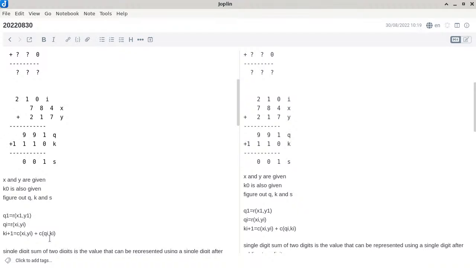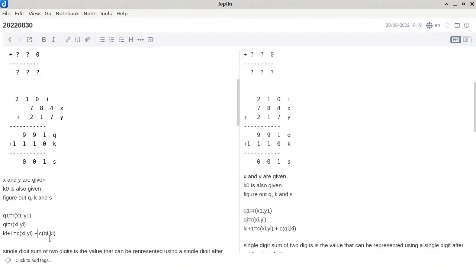But if you use addition, it seems to imply that there are certain situations where c of xi, yi and c of qi, ki can both be 1s. Then you end up with a 2 as a carry. Have you guys ever encountered a case in multi-digit addition where the carry is 2? Never, right? Because it makes sense, since 9 plus 9 would be 18, so even then, the carry would only be 1. Yep, exactly. So those two cannot be 1s at the same time.